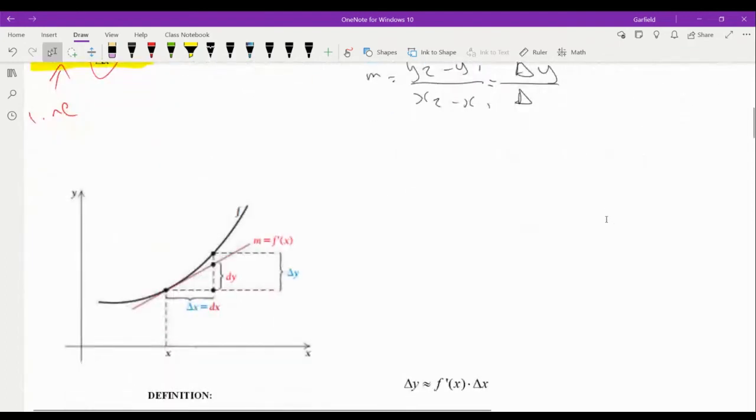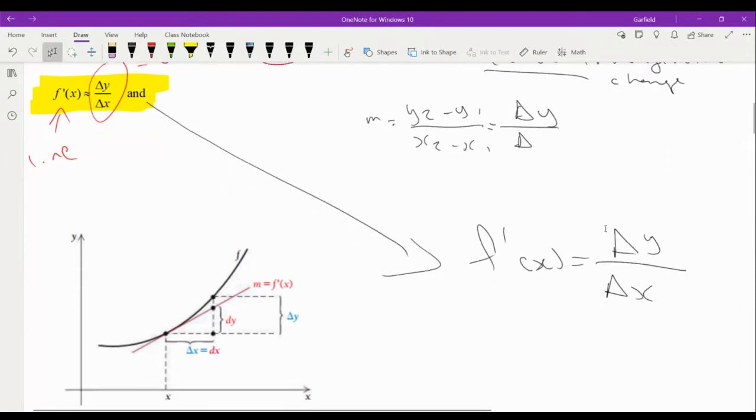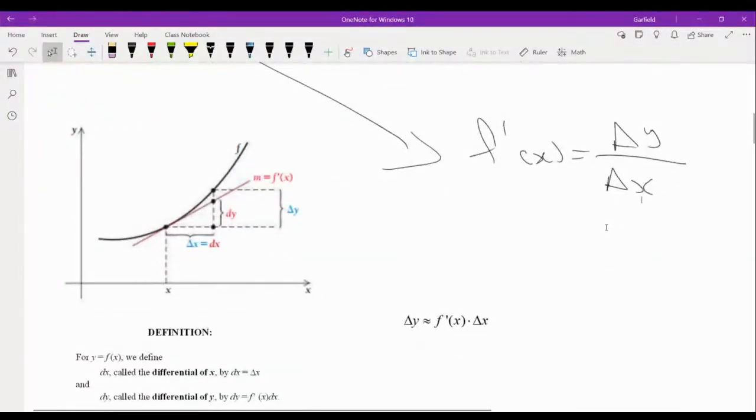Now, where are we going with this? Well, let's take this a bit further down here. If f prime of x is equal to delta y over delta x, and we did some sort of manipulation like the cross product, then delta y is equal to f prime of x times delta x.